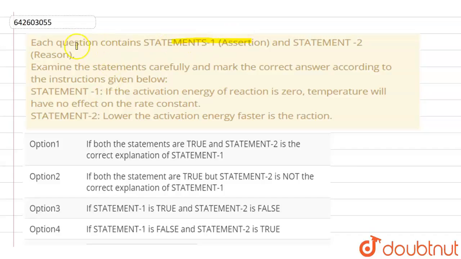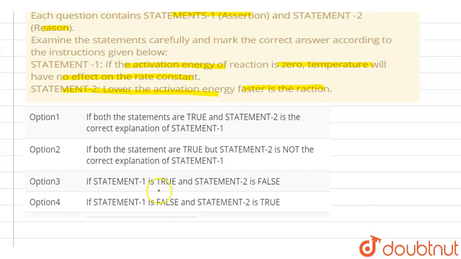Hello students, we have two statements. Statement 1 is the assertion and statement 2 is the reason, and we have to examine the statements and mark the correct option. Statement 1: if activation energy of the reaction is 0, temperature will have no effect on the rate constant. Statement 2: lower the activation energy, faster is the reaction.